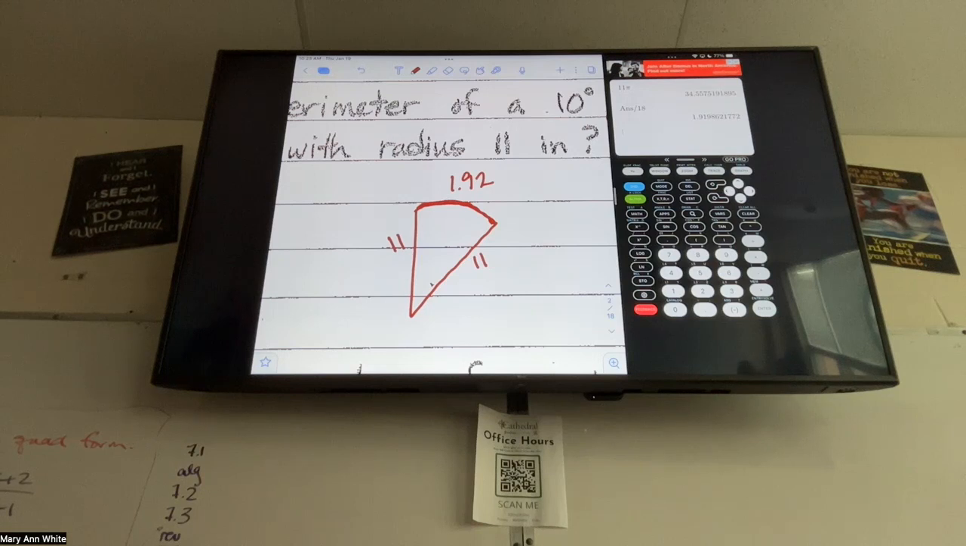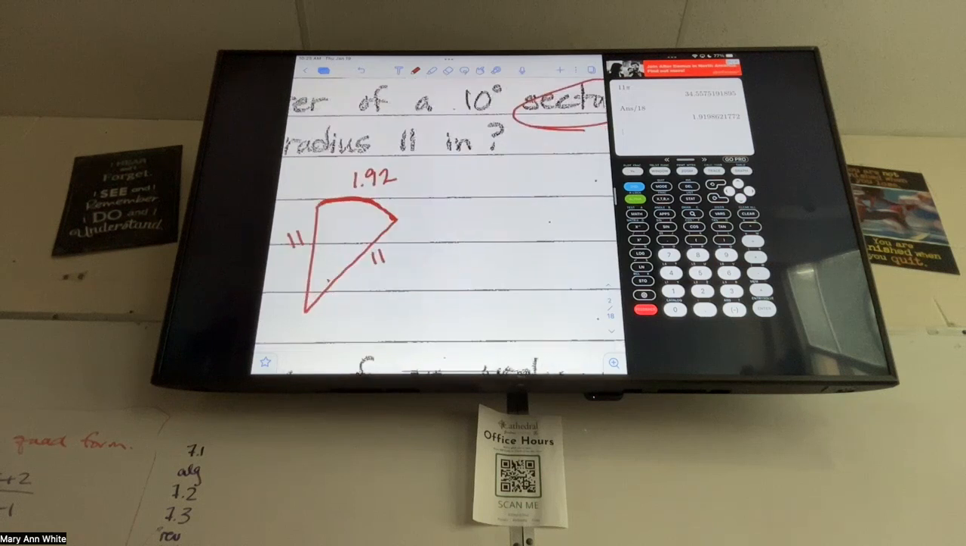Sum them up, right? 11 plus 11 plus 1.92. Perfect. So that's 23.92 inches.